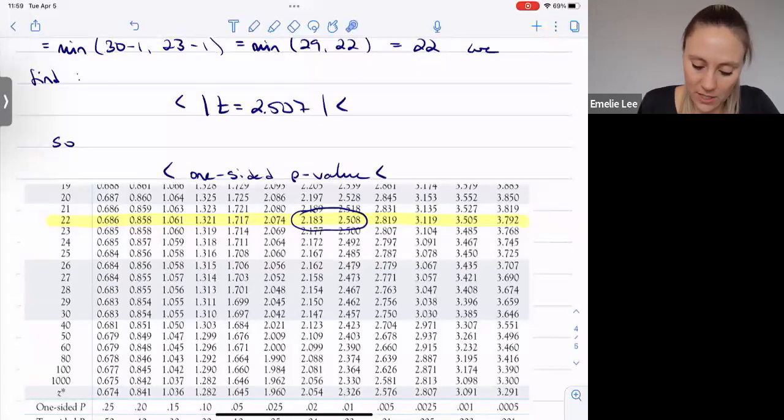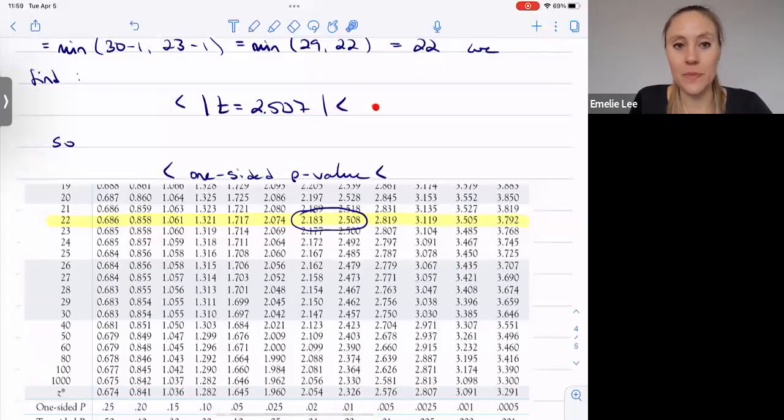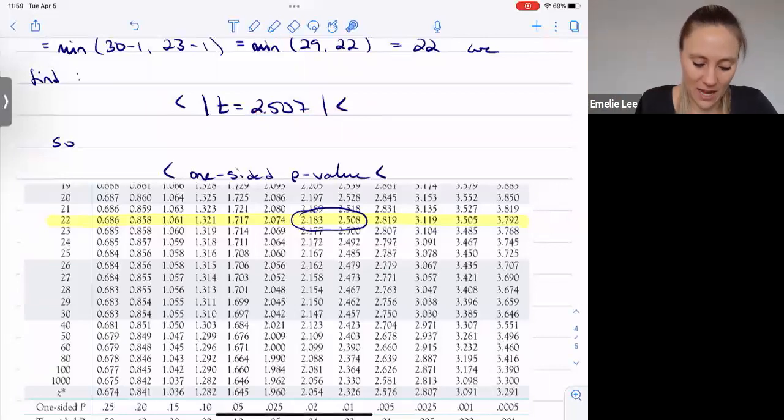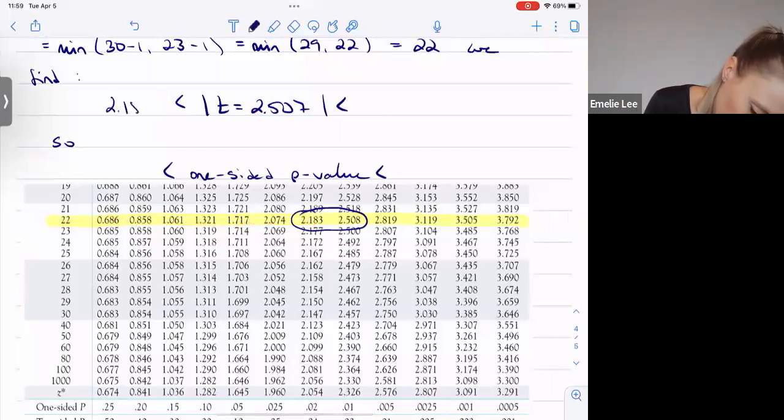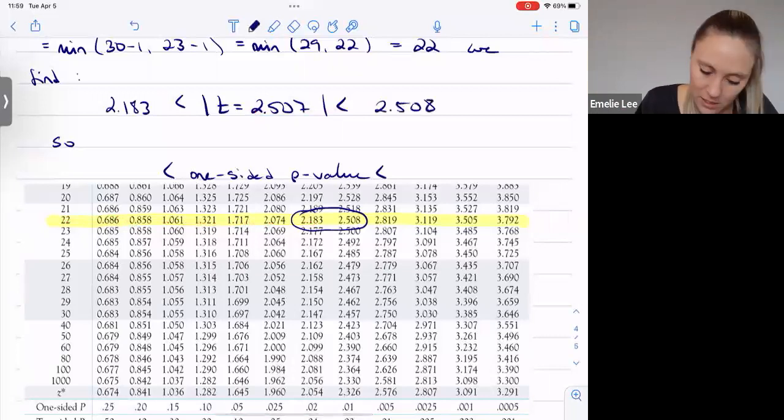So I jot those down here. That's how I show my work. So I went to the t table. I found my degrees of freedom. We already talked about that. And then t is between 2.183 and 2.508.